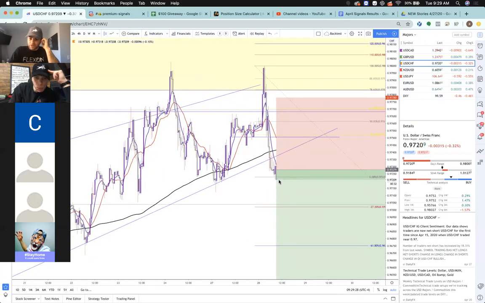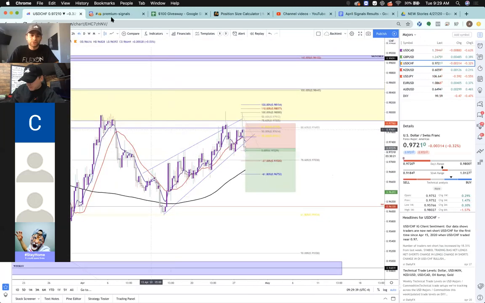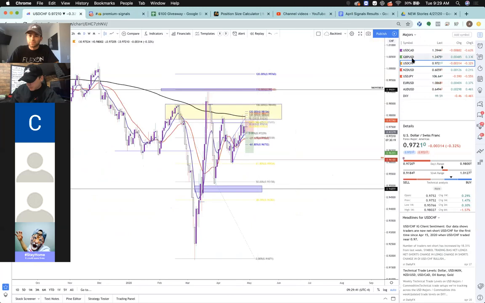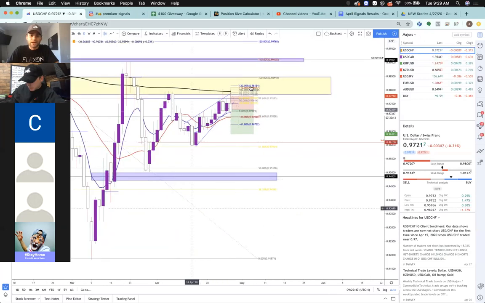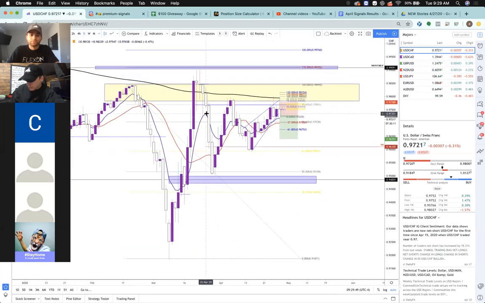For everyone that's trying to be bold, I just put out a signal on USEF. If everyone's trying to get in on it or look at it, let's take a look as to why I just got in on this trade. So let's bring this up to the top. And pretty much I've been stalking USEF for the last week or so.